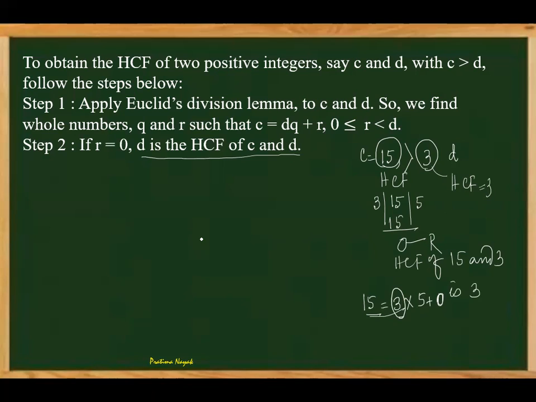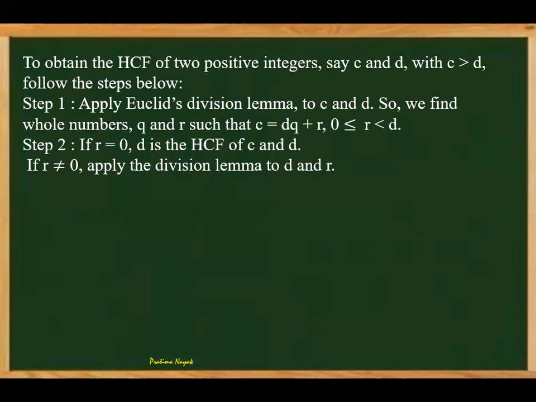Now what will happen if r is not equal to 0? If r is not equal to 0, then we'll use the division lemma to d and r. That means to the divisor as well as the remainder. Let us take one example. For example, I'm taking 20 and 38, it is also divisible. Let me think of some other number.